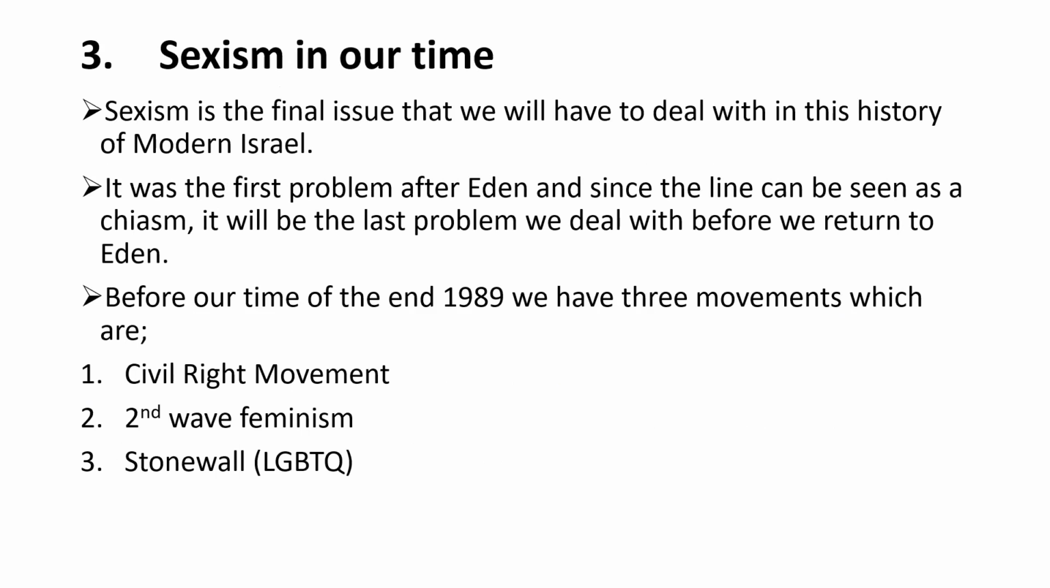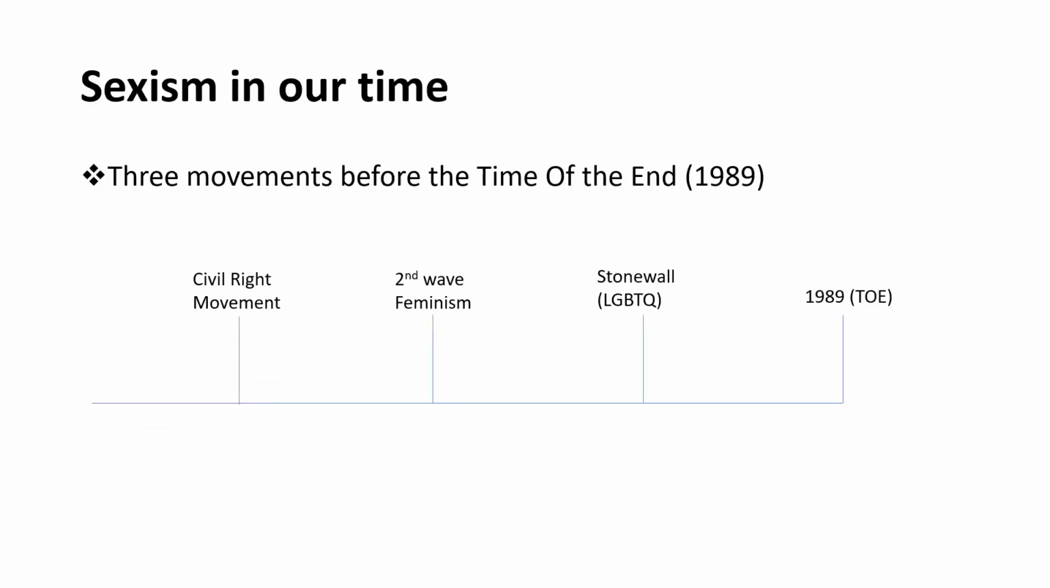So our time of the end being 1989, with 3 movements that led to our time of the end: the civil rights movement, second wave feminism, and Stonewall, which has to do with LGBTQ rights. These 3 groups are the ones that led to the 1989 history, which is our time of the end. The civil rights movement talks about equality to do with race. Second wave feminism is about inequality between men and women. And Stonewall is talking about gender equality.